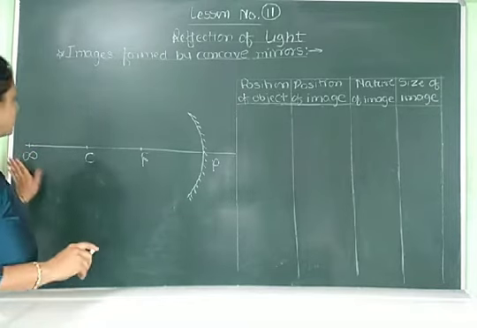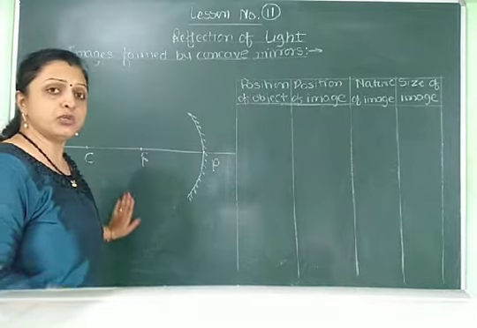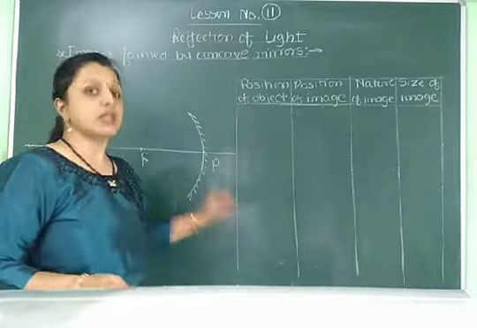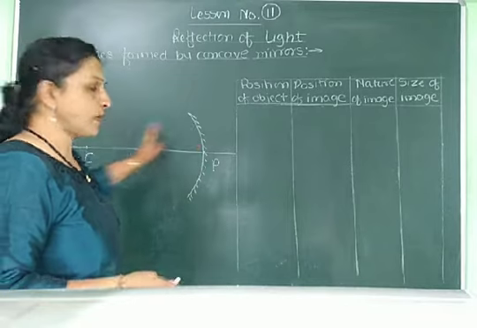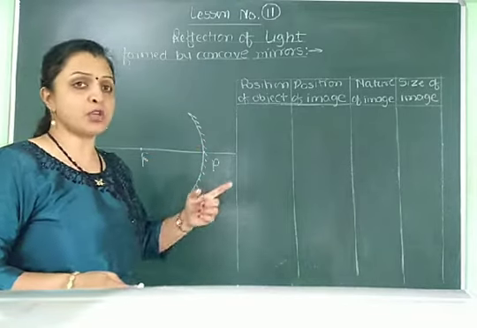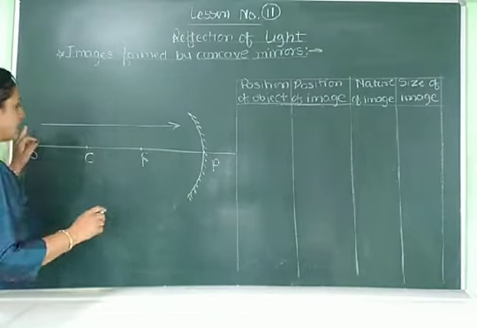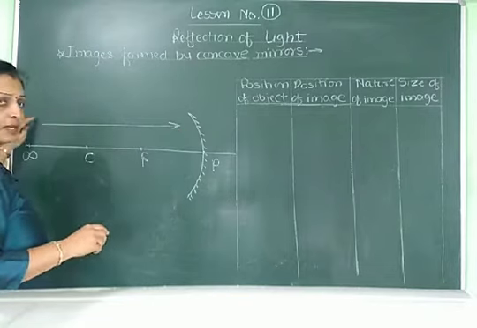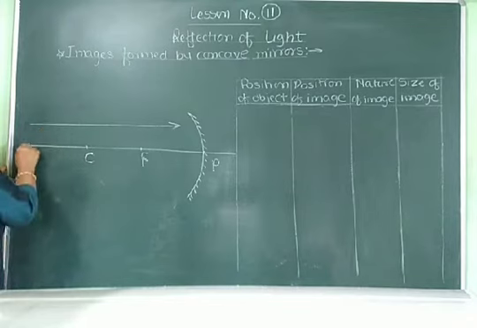So we consider all these three positions here, and after that we have to give numbers to all these different positions of the object. First, we must know that if we place the object in front of a concave mirror, then the incident rays coming from the object come in this direction, isn't it? The incident rays are coming in this direction. So we have to start giving the numbers from this position.